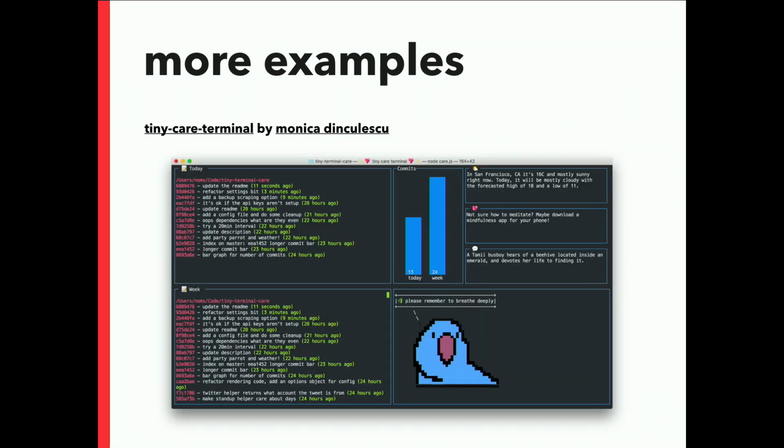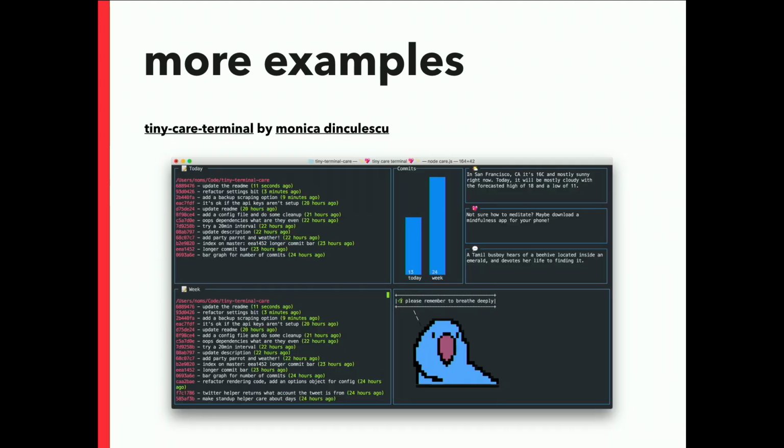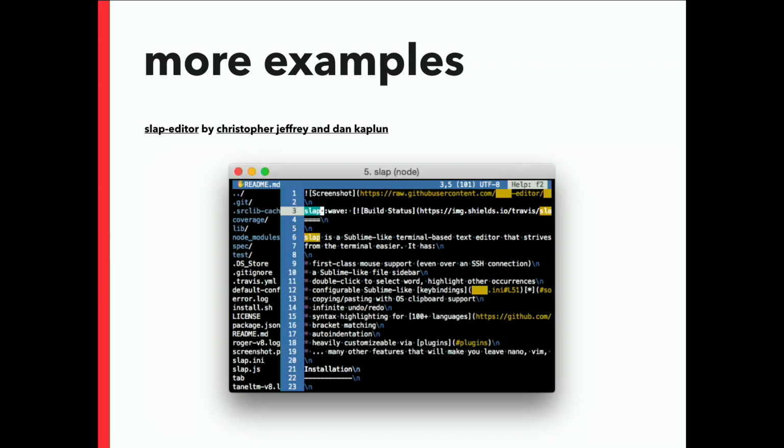All right. So this is Gulp CLI, which I think is also pretty cool because it takes fewer resources. And this is a very great terminal, Tiny Care Terminal. I think most of you know this already. This also uses Blessed and Blessed Contrib, and Slap Editor is a Sublime-like editor in your terminal.